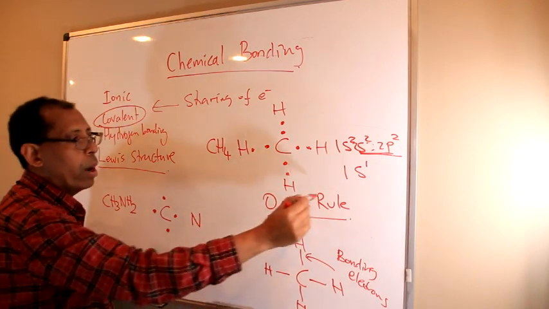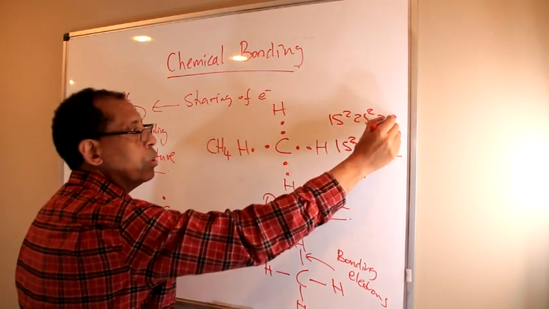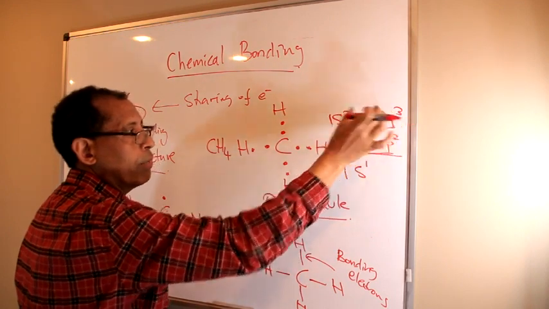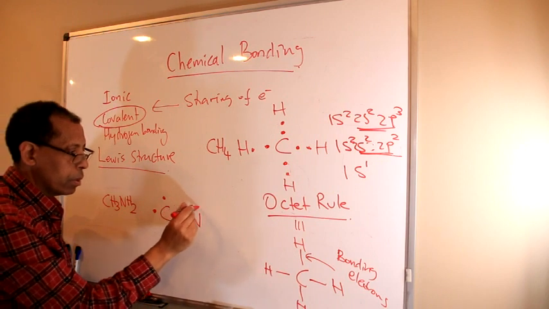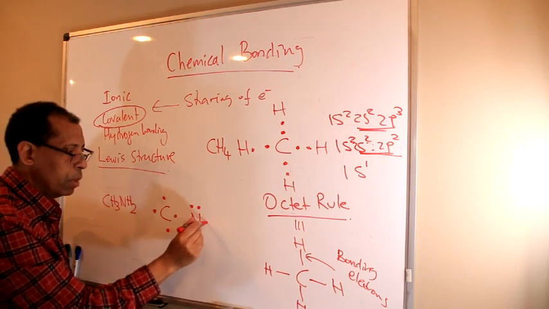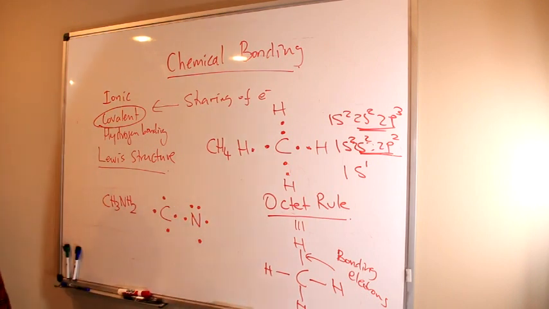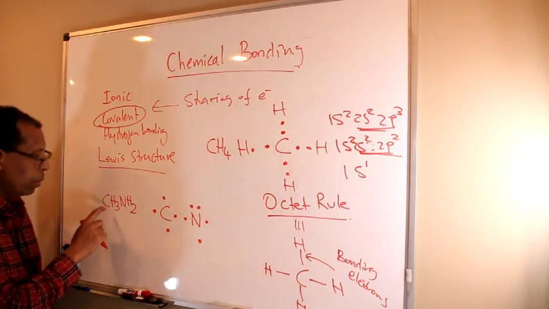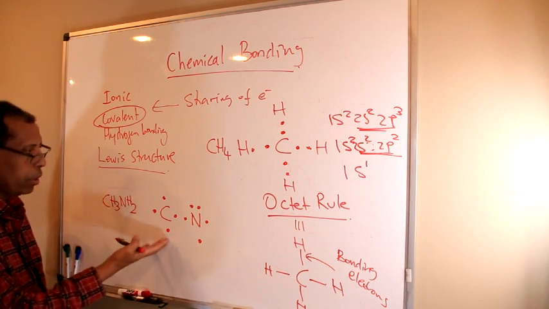Nitrogen is 1s2, 2s2, 2p3. That means 2 plus 3, that is 5 electrons that are involved in nitrogen. So I have 1, 2, 3, 4, and 5. So now it is getting closer to the Lewis structure we want. Therefore, now I have 3 hydrogens with 3 electrons that can come here.